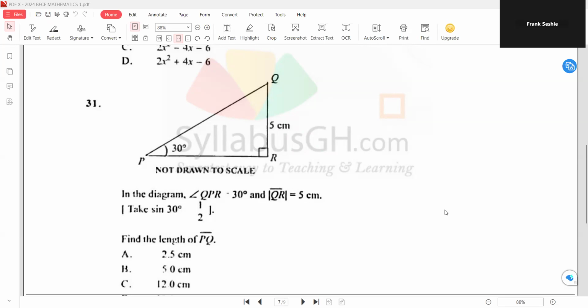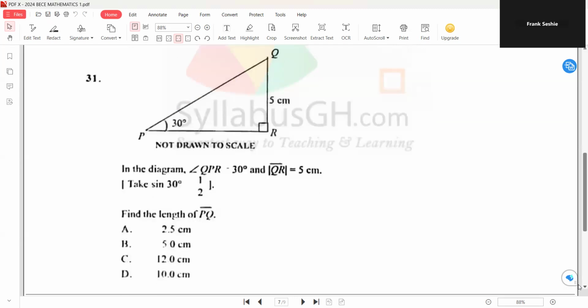We are still solving our BECE 2024 questions, section 8 to be precise. We are now on questions 31 to 40. In the diagram, we have been given angle QPR as 30 degrees, QR is 5 cm. We have to find the length of PQ.